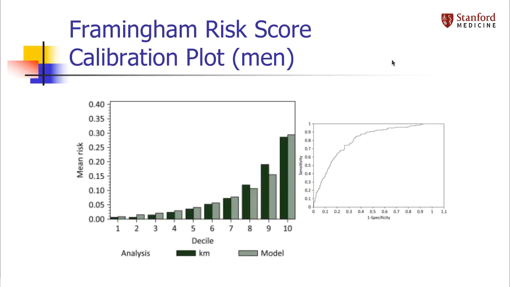This is showing you calibration for the Framingham risk score. I already showed you the ROC curve for this particular data set, but you can see the calibration was pretty good. In most of the cases, the observed and the predicted values are actually quite close.